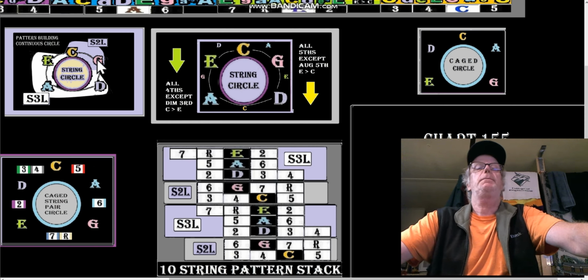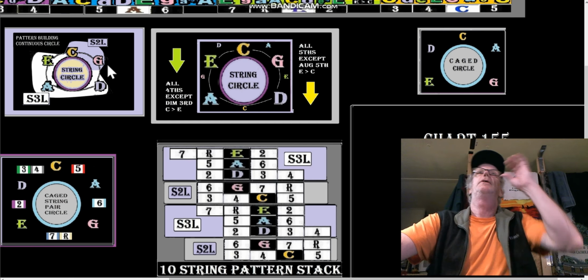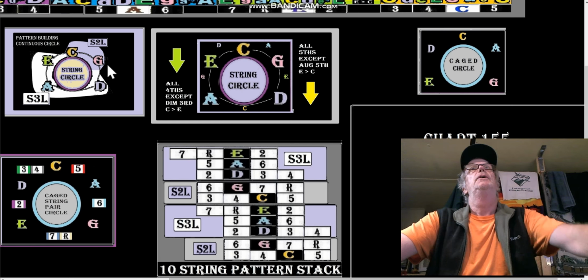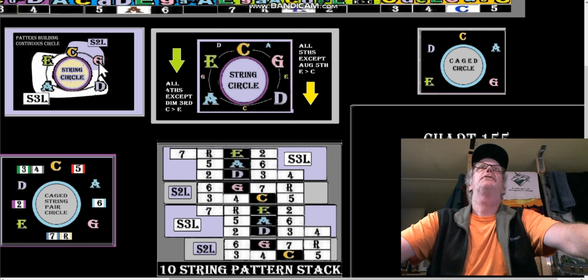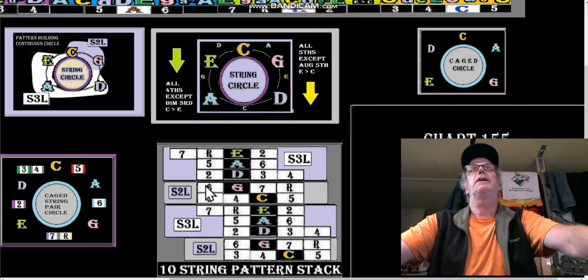Each one of the shapes is a string. That's why I call them string shapes. So you're going to have one repeat. You start on G. This is G down here. You go G, D, A, E, C, G. That's 6 strings right there. Okay, starting from that D, you go D, A, E, C, G, D. There's the 6 strings.